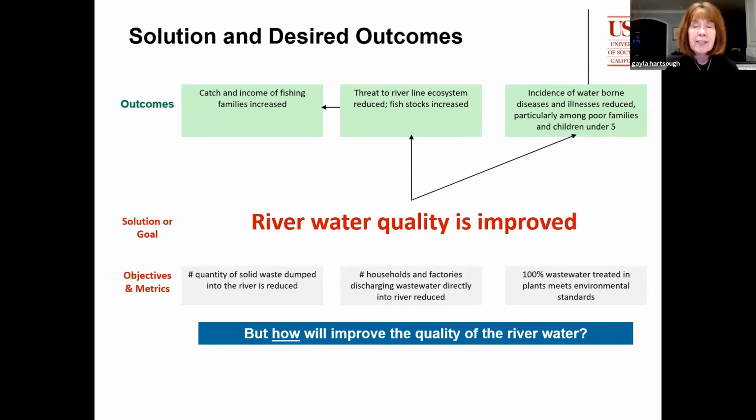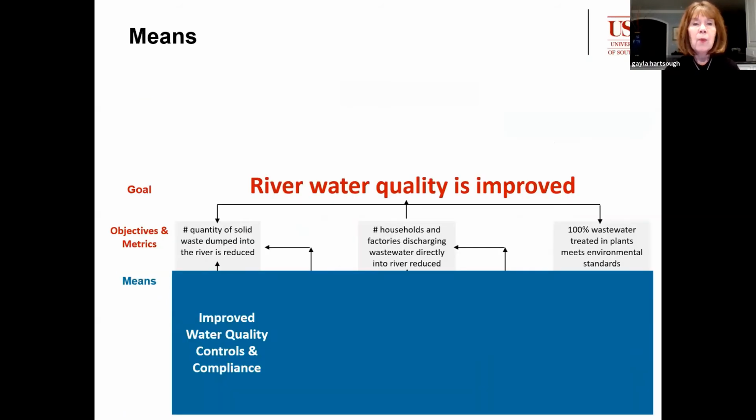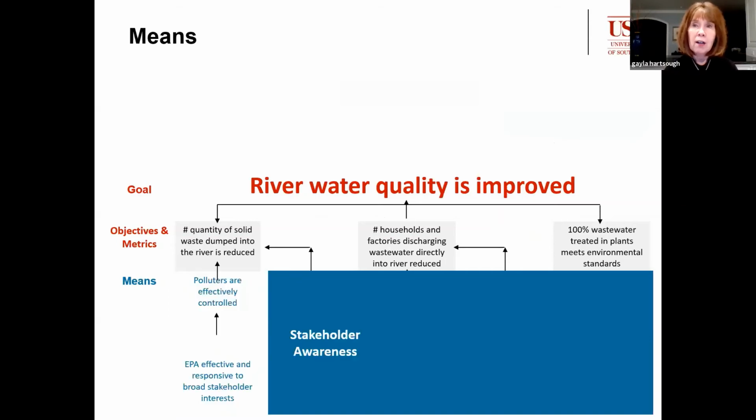Now, what do you need to do in terms of specific recommendations to achieve these SMART objectives? Well, one would be have improved water quality controls and compliance. And if you recall, this ties in with what the causes are, but we're going to make them recommendations now. We're going to make sure the EPA, the Environmental Protection Agency, is effective and responsive to the various stakeholder interests, and that the polluters are effectively controlled.